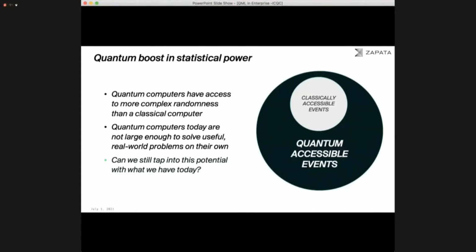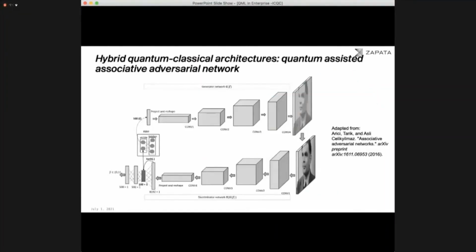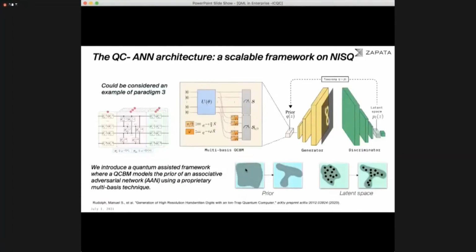So because of this, quantum accessible events, or randomly accessible events, are a superset of what you can see classically. And so because of this, we can use this in the context of a hybrid quantum classical architecture to basically add to what we just showed you with the adversarial networks that are already in use today. The way that we do this is we can add a quantum sampler into this already pre-existing architecture. And I'll describe that on a very high level today.